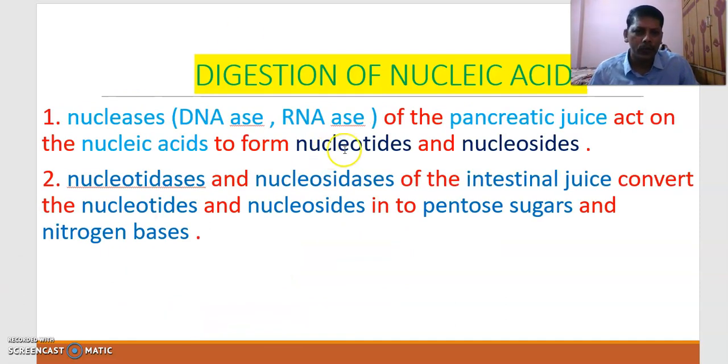Digestion of nucleic acids. What are the nucleic acids? DNA and RNA are called nucleic acids.